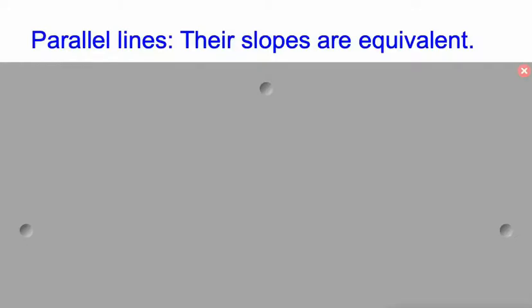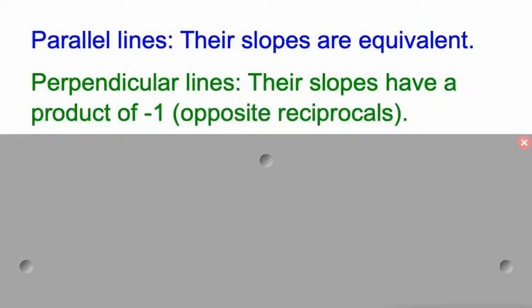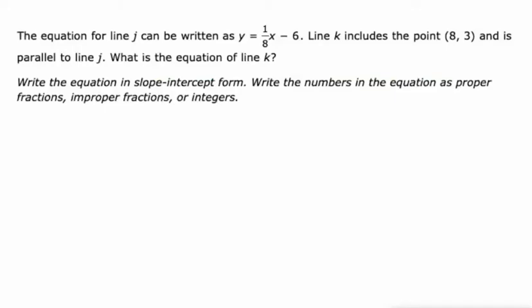All right, so reminder, parallel lines, their slopes are equivalent, the same. Perpendicular lines, their slopes have a product of -1. They're what is known as opposite reciprocals. They'd look something like this, a over b, and the other slope would be -b over a. Opposite, one's positive, one's negative. Reciprocals, they're flipped over.